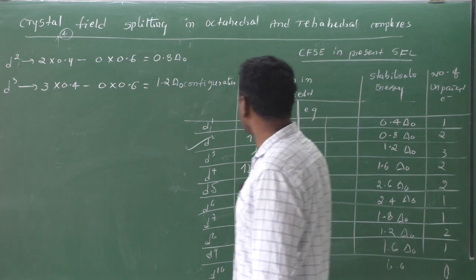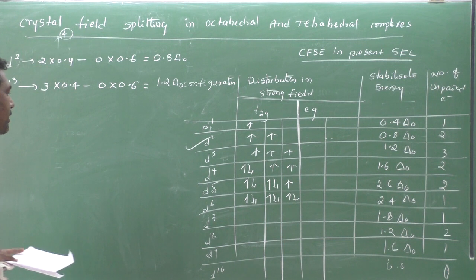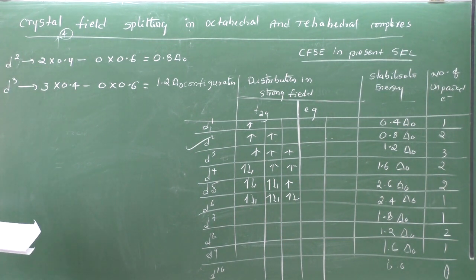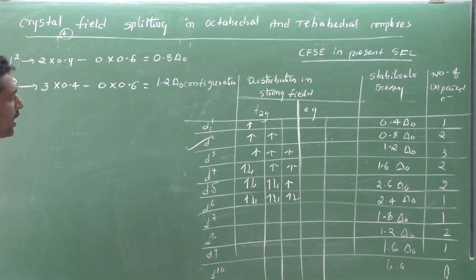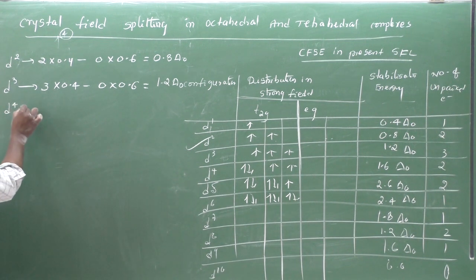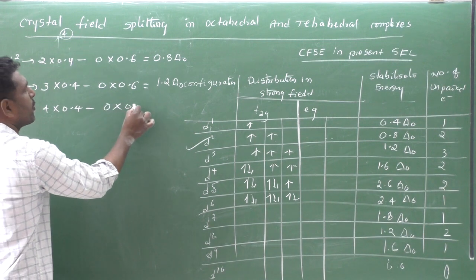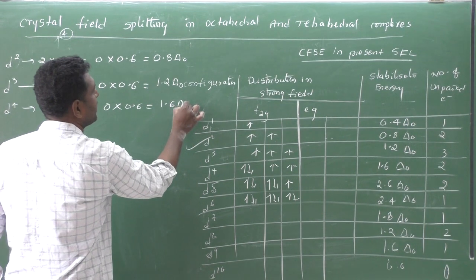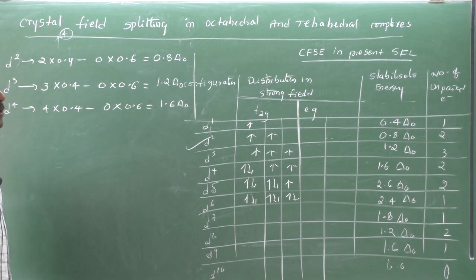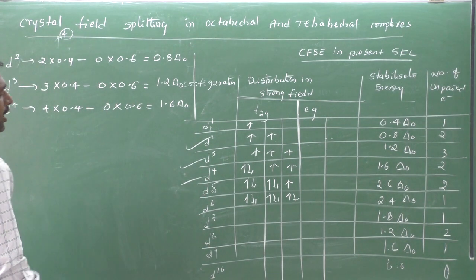Similarly, I will calculate d4. For d4, how many electrons are present? 4 electrons. So 4 into 0.4, and in the upper set 0 electrons. So for d4, 4 into 0.4 minus 0 into 0.6. The value is 1.6 Δ0. So d2, d3, d4 are calculated.